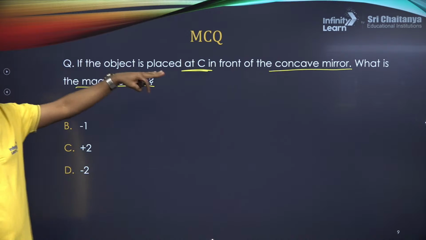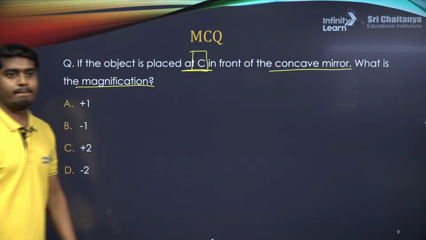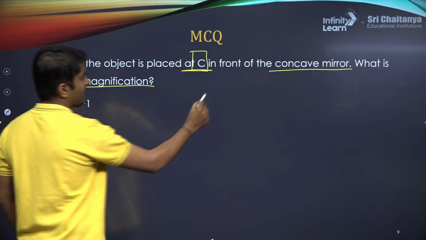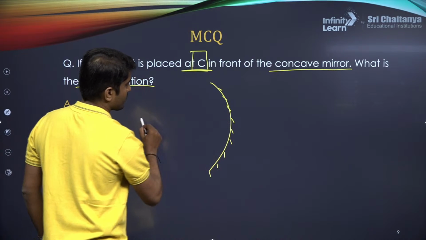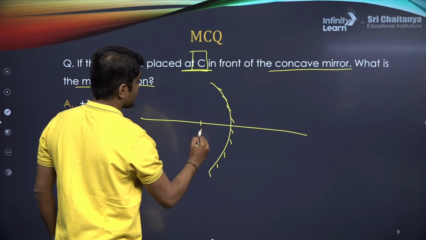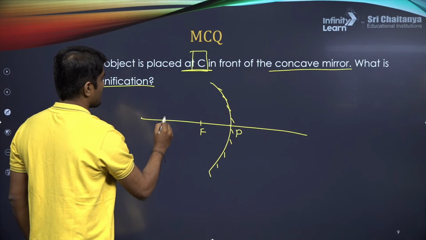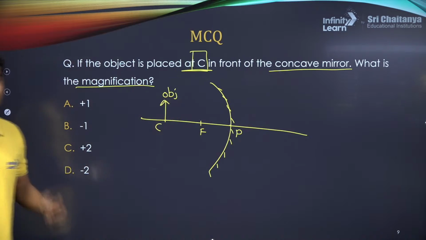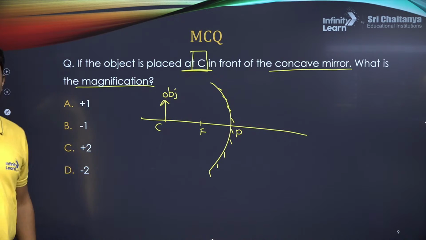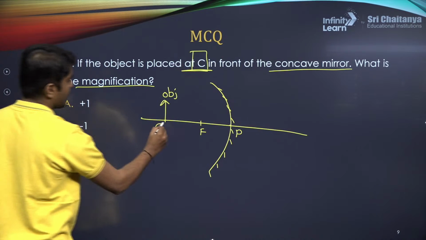We have a concave mirror, and the object is placed at the center of curvature. Let's suppose we have a concave mirror here, there is a focus, pole and center of curvature. There is an object. When you place the object at the center of curvature, where will you get the image? So this will be the image.